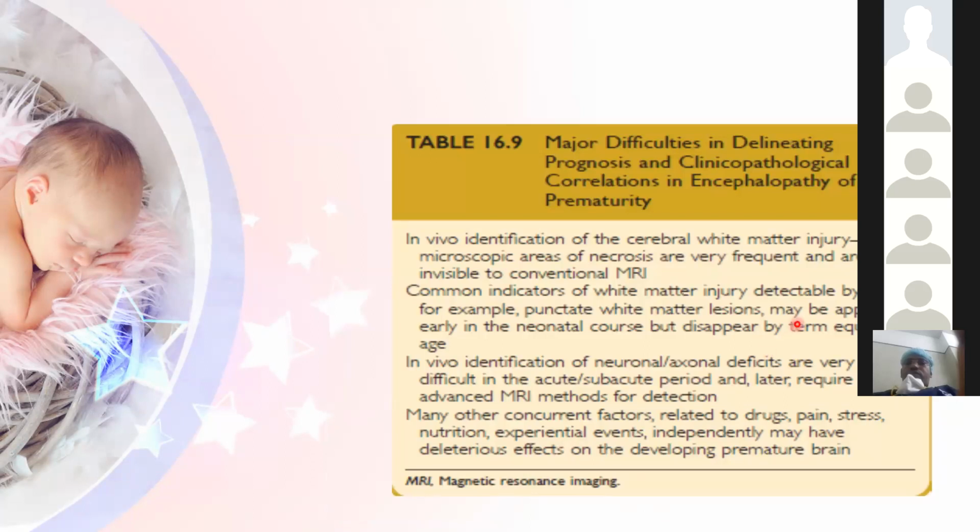What are the difficulties? Why are we having difficulties in predicting the lesions in MRI? This is something which I already told. There may be some microscopic necrosis which may not be visible on MRI. You may have punctate white matter lesions, which can be picked up early. But what happens with time is, by term equivalent age, suppose a preterm was born at 30 weeks and you're doing an MRI scan at 40 weeks, sometimes these may disappear by the healing process, but they have caused some volume change, some tract changes, some axonal damage. This can be seen on MRI as normal.